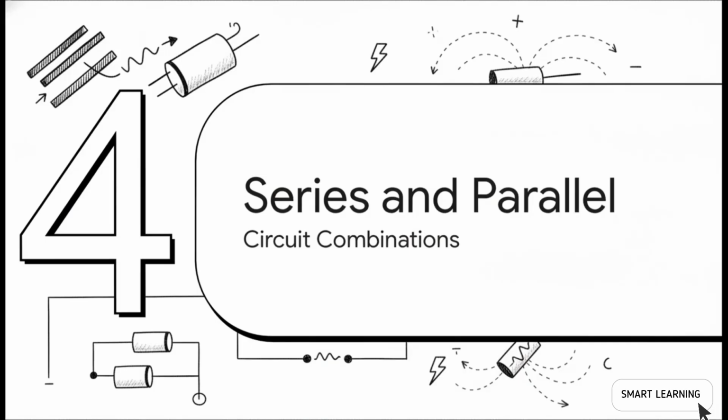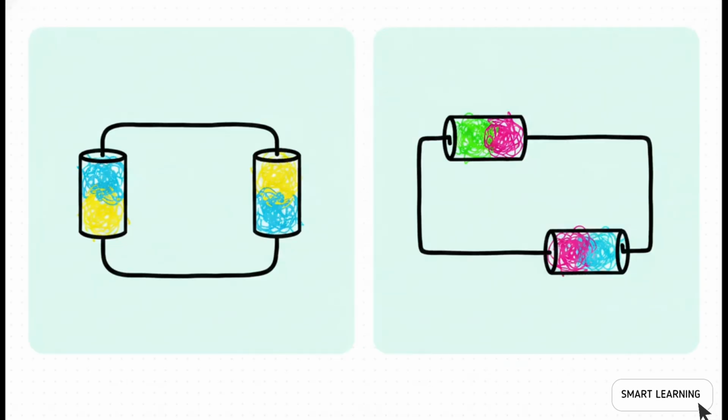Which leads us perfectly into Section 4, series and parallel circuits. This is a vital concept for FSC and MDCAT students. So you can wire capacitors together in 2 main ways, and the golden rule to memorize is that series and parallel combinations are basically exact opposites of each other.